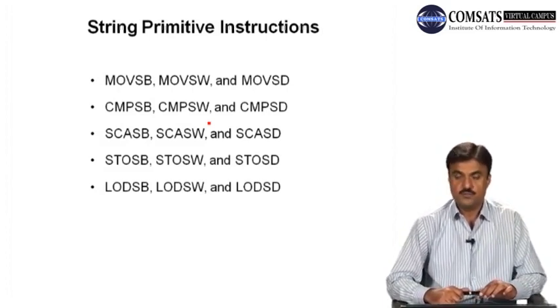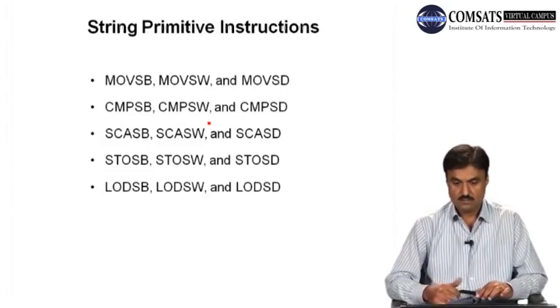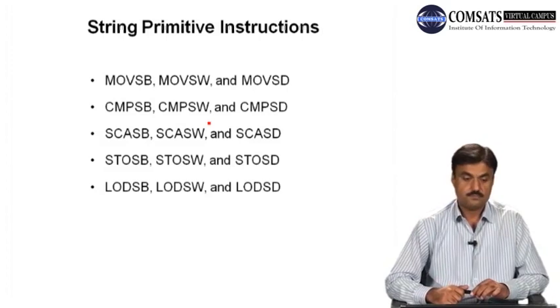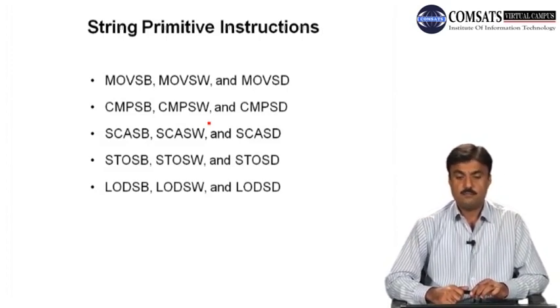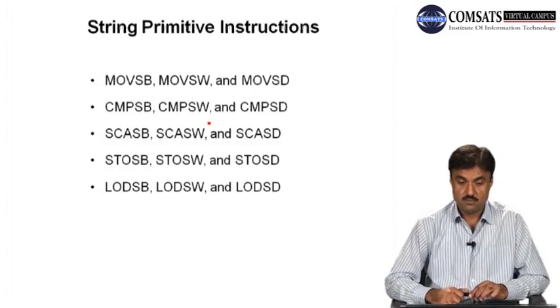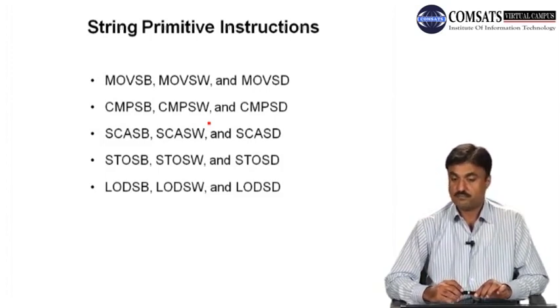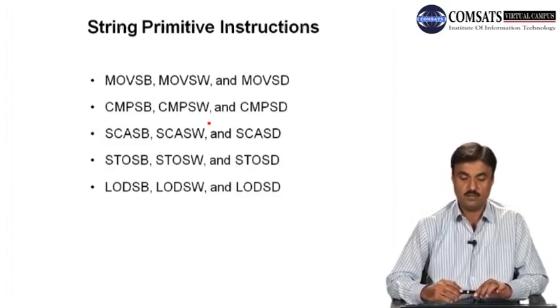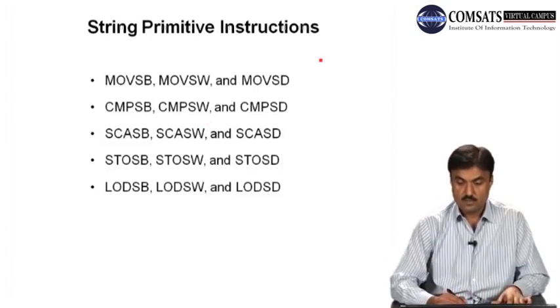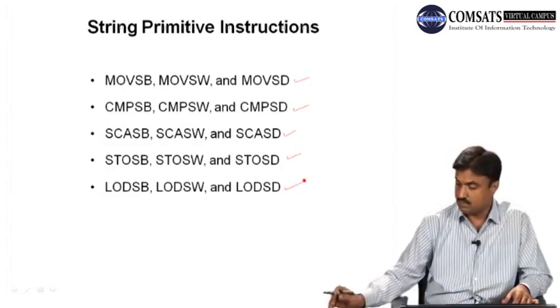Now we are going to move towards chapter number 9 inside the book. You will see the name of the book in the references. There are string primitive instructions like MOVSB, MOVSW, and MOVSD, and so on, then compare string byte, string word, string double word, and so on. These instructions are related to strings and how we can manipulate them. Now we will see the purpose of each of these instructions and what we can use them for.